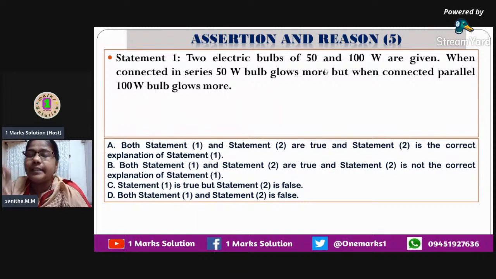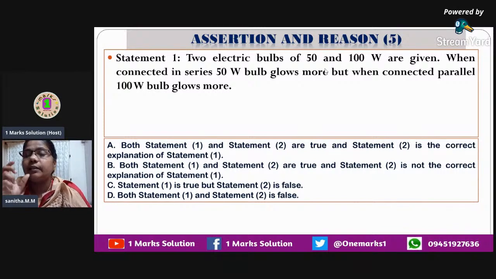We know that P is equal to V squared by R. So in these 50 and 100 watt bulbs, we know that the 100 watt will have less resistance. And when they are connected in series, the 50 watt is having more resistance. Current will be the same for the 50 and 100. In series combination, all of you know that the current remains constant. So it depends on the resistance, right? So I squared RT we can say, that is the heat produced.